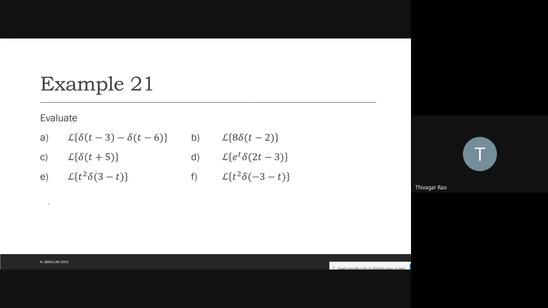Okay, Doctor. Okay. And then Laplace for ET delta 2T minus 3.